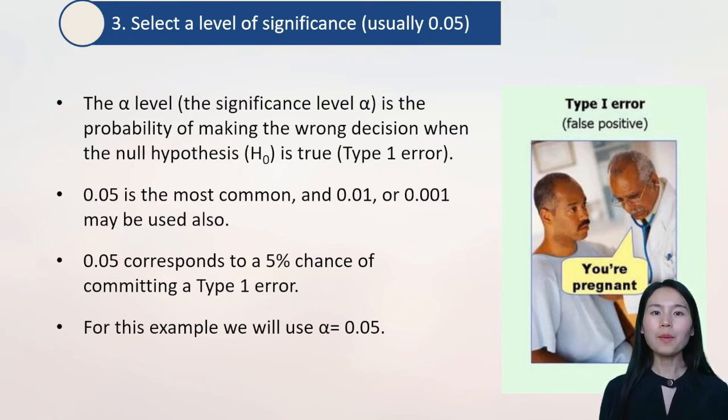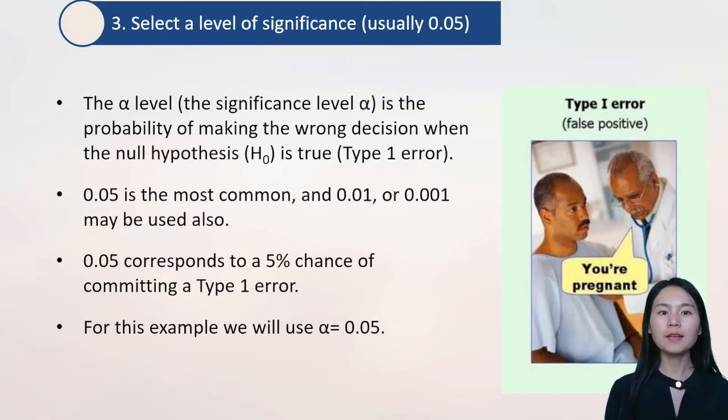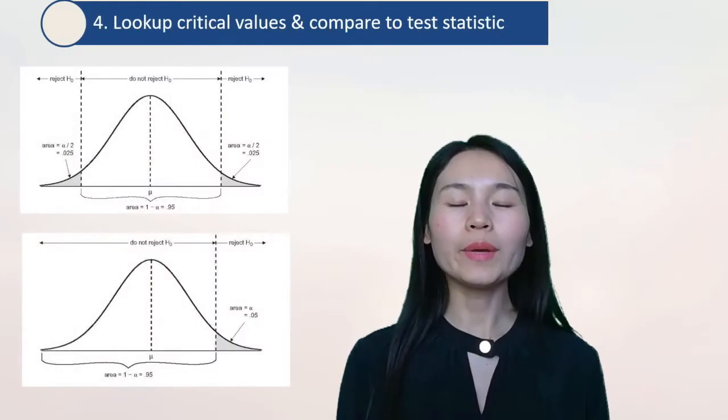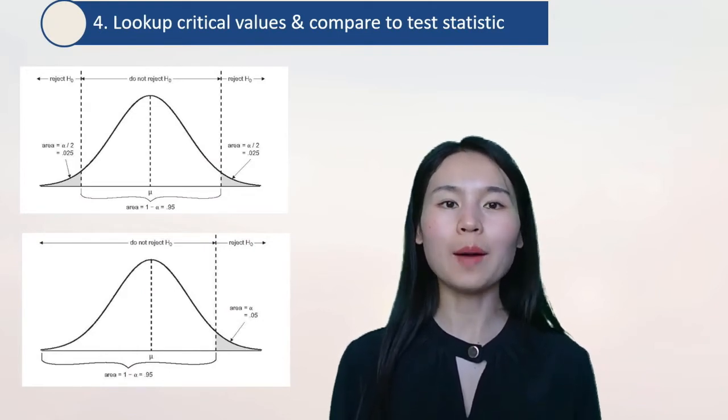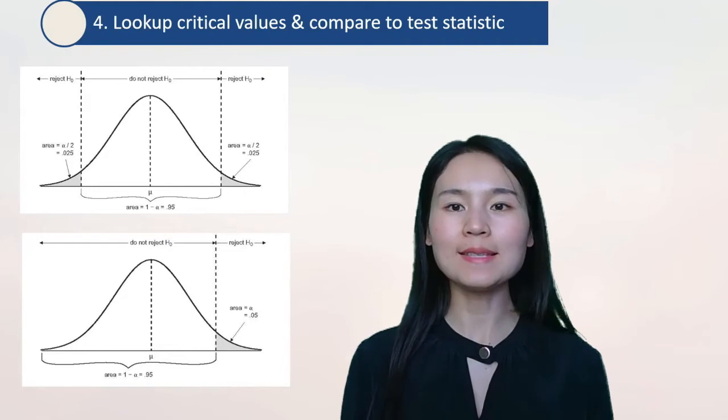And if our alpha equals 0.05, it means that the probability of making the wrong decision when the null hypothesis is true is equal to 5%. So we have a 5% chance of committing a type 1 error by choosing the level of significance of 0.05. For this example, let's use alpha equal to 0.05. Now we have our z-score and level of significance. We can use them to look up critical values and compare to the test statistic.